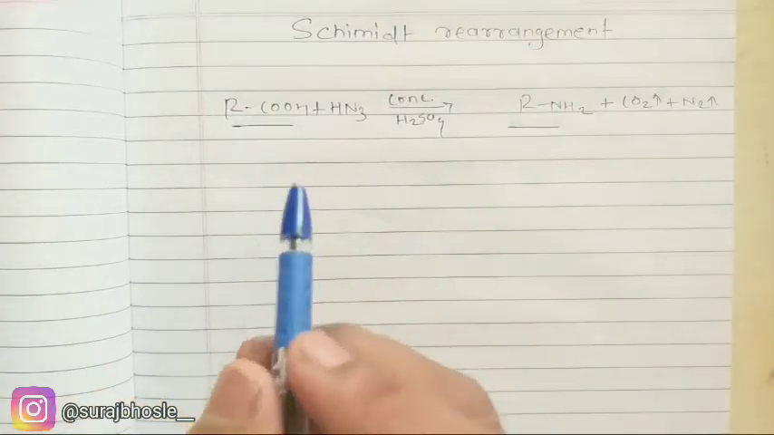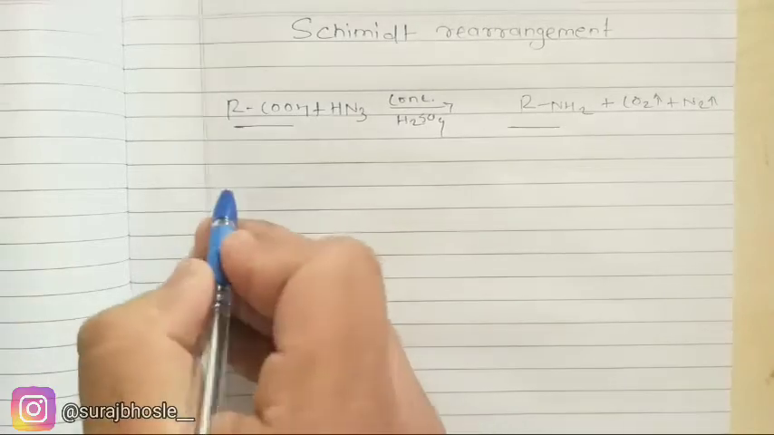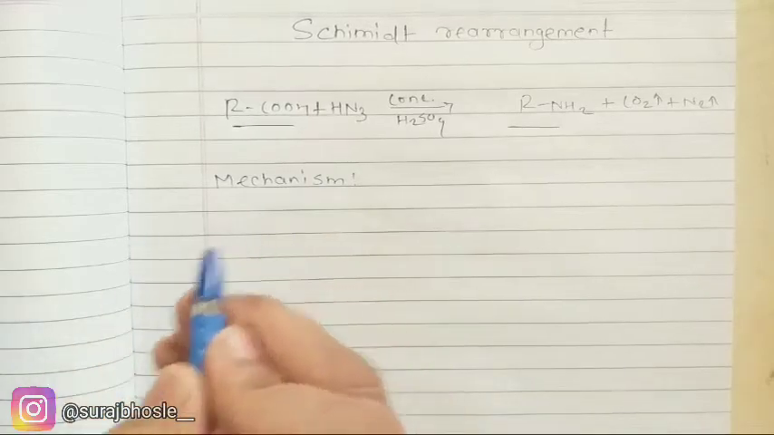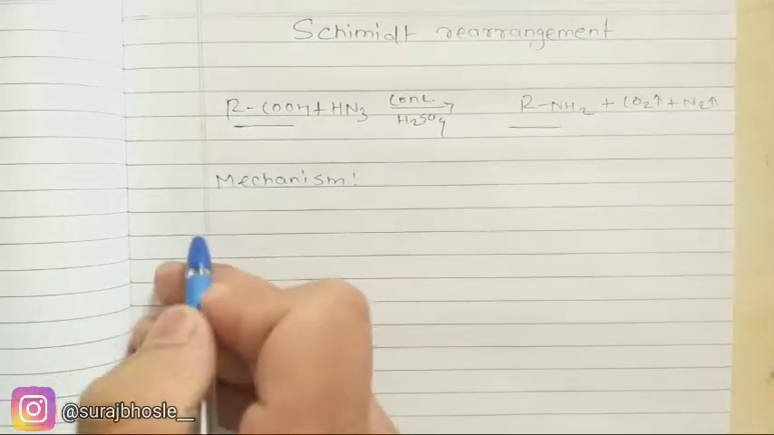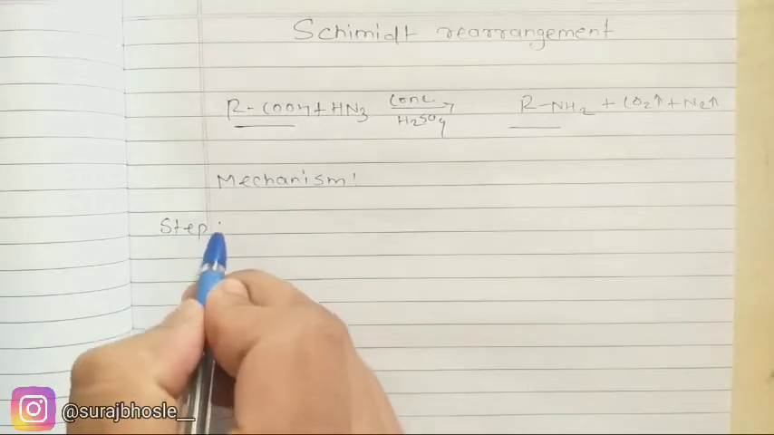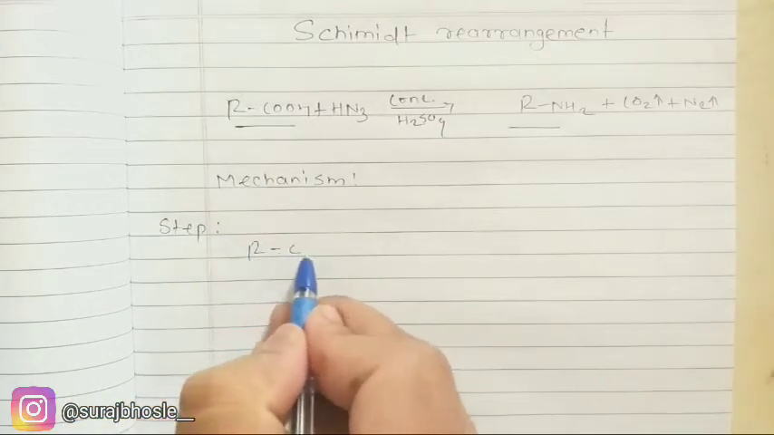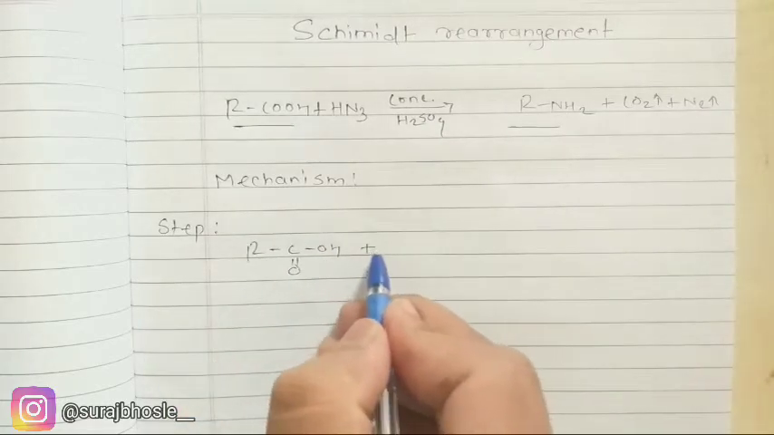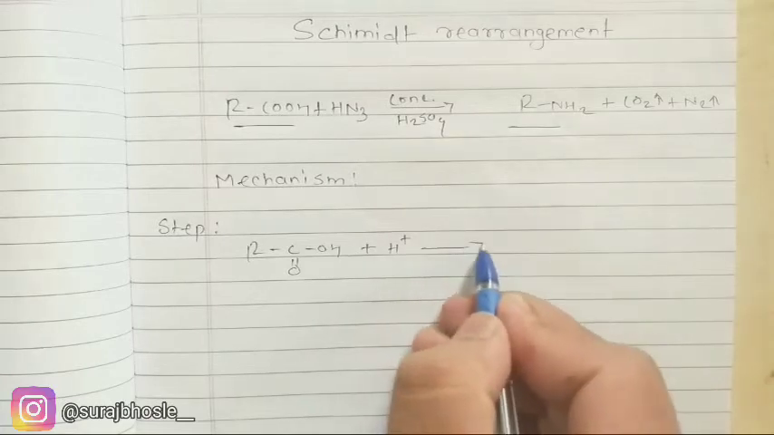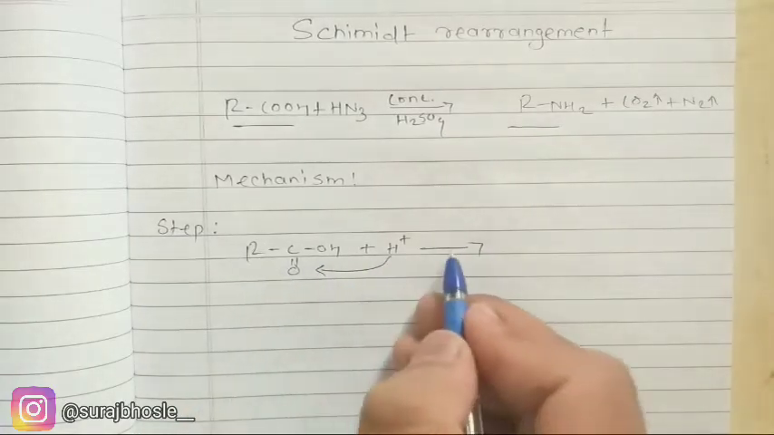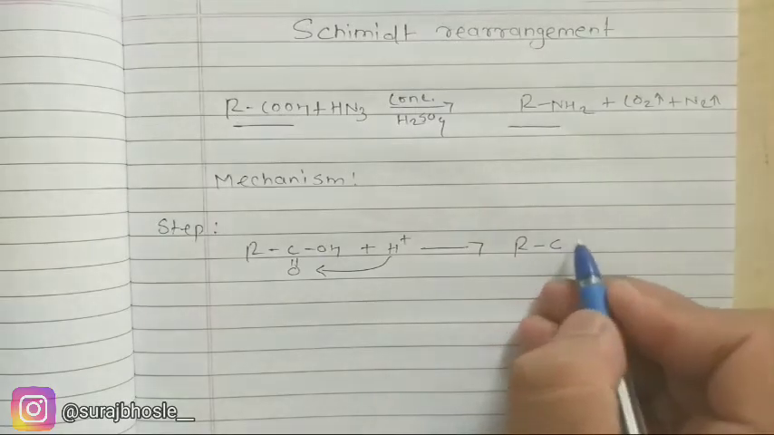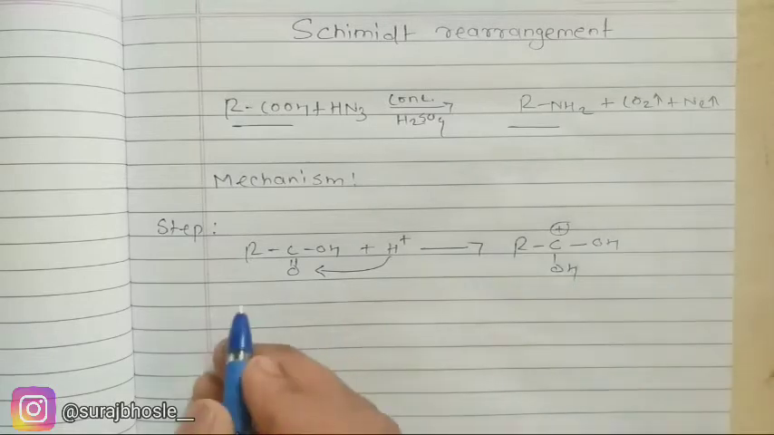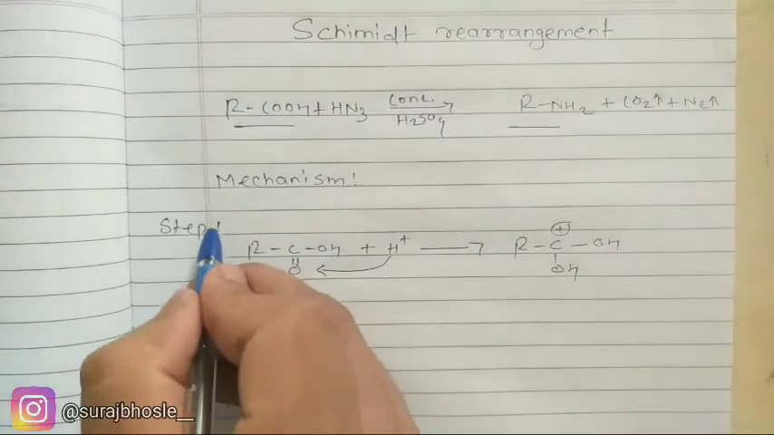Okay, so we'll see the mechanism of the Schmidt rearrangement reaction. The mechanism involves 5 steps. In step 1, this RCOOH carboxylic acid is protonated. So protonation is taking place in step 1, which leads to the formation of a carbocation.